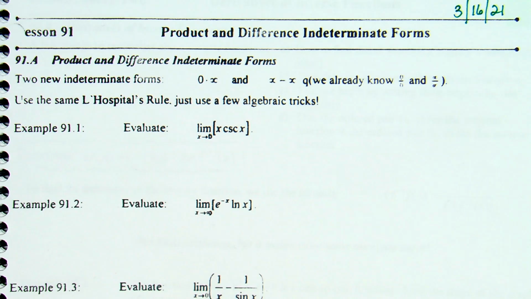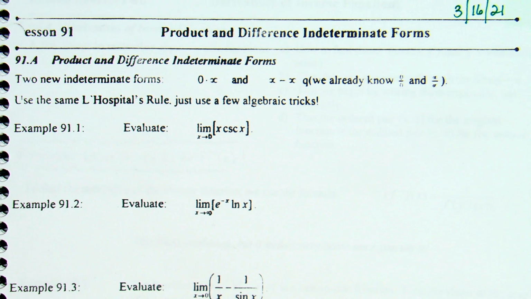Lesson 91, you'll notice it says product and difference indeterminate forms. We talked about indeterminate forms a couple weeks ago now. When did we talk about indeterminate forms? When we learned what rule? The hospital rule, says Daryl. I'm going to say L'Hopital's rule, but yes, I agree. Okay, so the idea today, we're still using L'Hopital's.